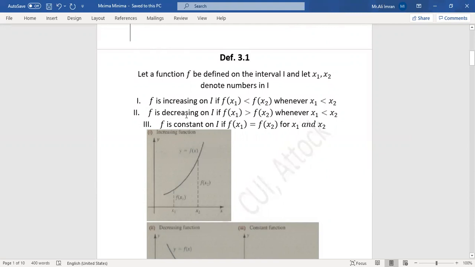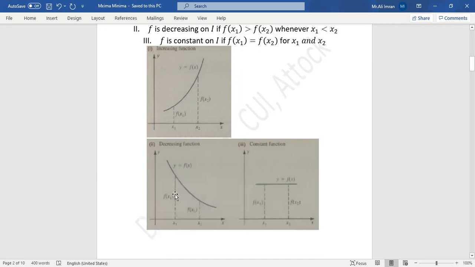F is said to be decreasing on I if f of x1 is greater than f of x2 whenever x1 is less than x2. I will explain this with the help of a graph. Consider at x1 the function has value f of x1, and if we increase the value of x, that is x2, the function has value f of x2. Now the curve is going down. That's why this function is called a decreasing function.